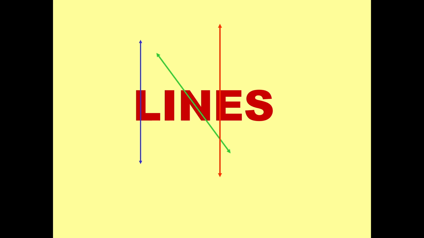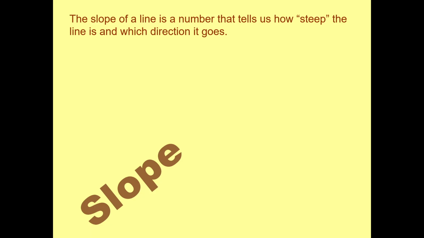This video deals with lines and linear equations. The slope of a line is a number that tells us how steep the line is and which direction it goes.